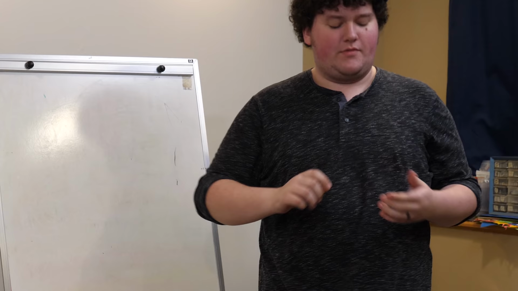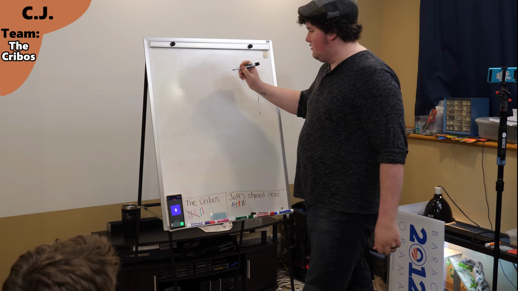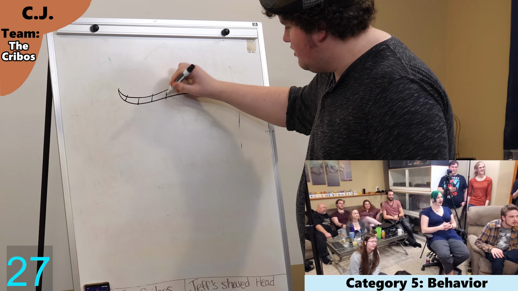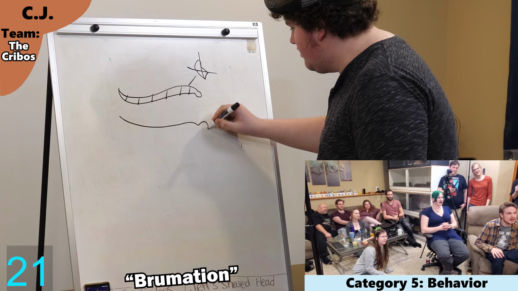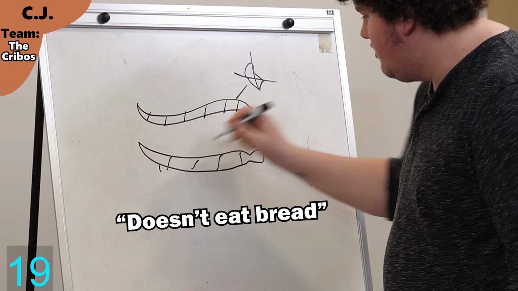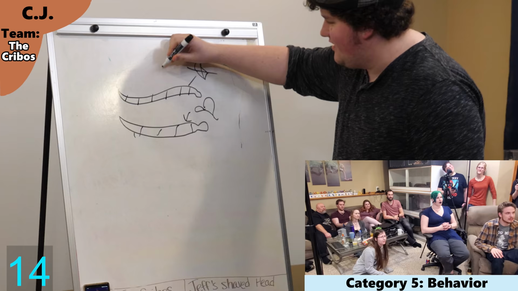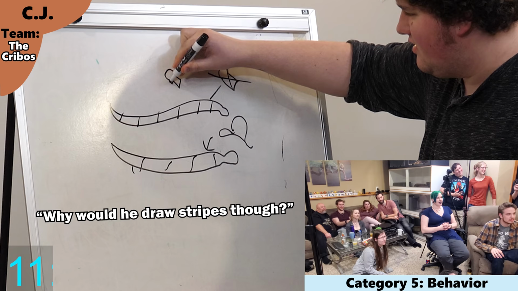That was one. So, this one's behavior? Three, two, one. Oh. Slithering. Wait, the stripes? Brumation. Winter cooling. Doesn't eat. Wait, winter. What? Brumation. Sexual maturity. No. Why would he draw stripes, though? I'm interested in breeding. This is behavior.